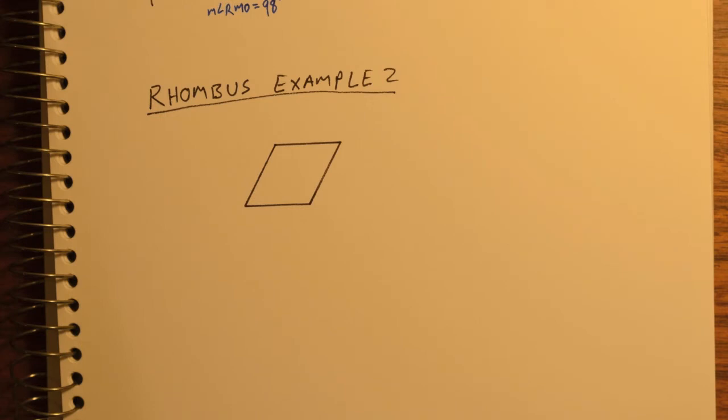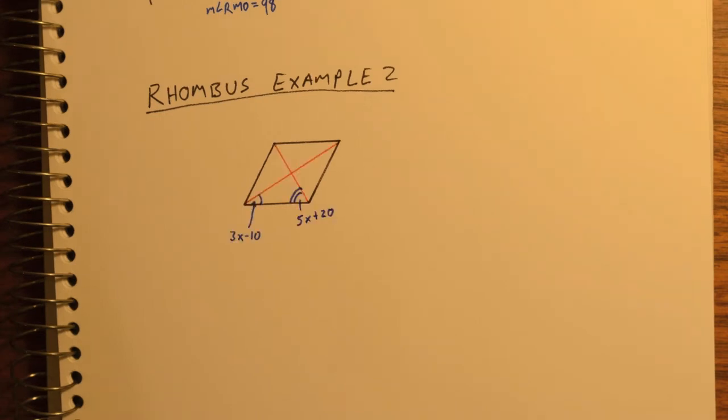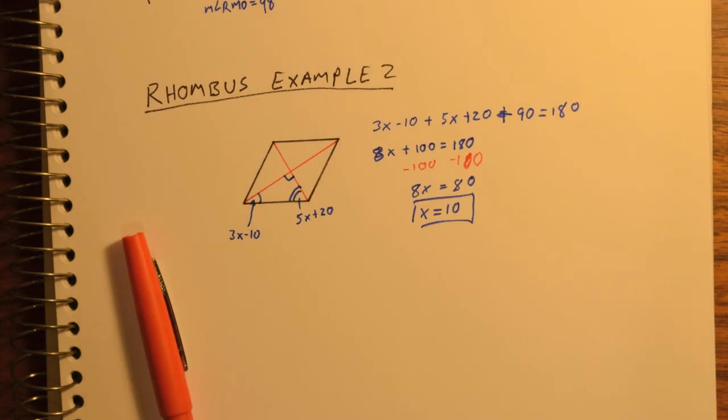For our second rhombus example, let's say we've got our diagonals sketched in, and that little angle is 3x minus 10. The other angle is 5x plus 20. How would you solve for x? Give it a try if you want to, sort of test yourself. Remember, since diagonals are perpendicular, that bottom triangle is a right triangle. And we know all 3 angles. 3x minus 10 plus 5x plus 20 plus 90 all together must add up to 180. And so therefore x is 10.